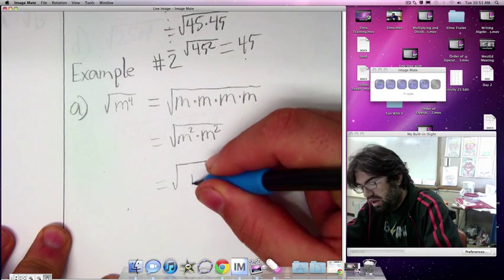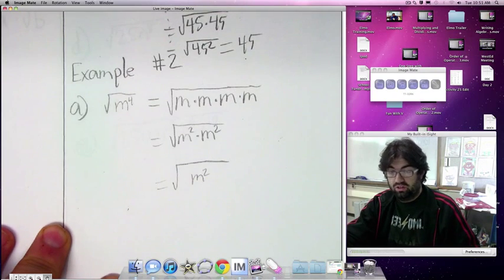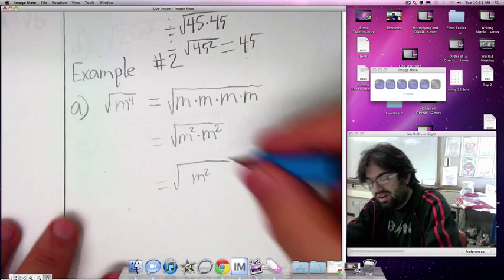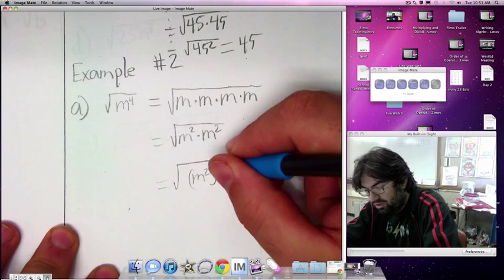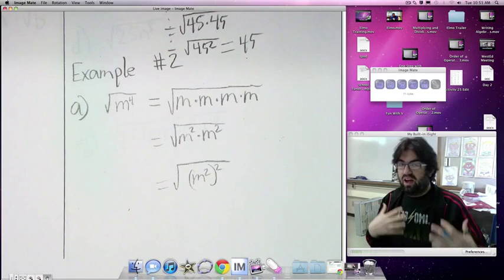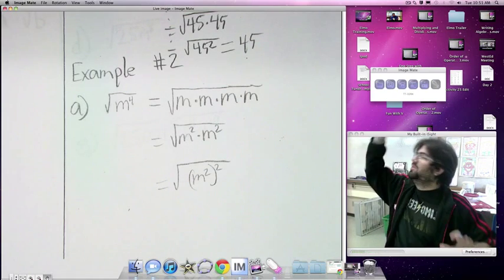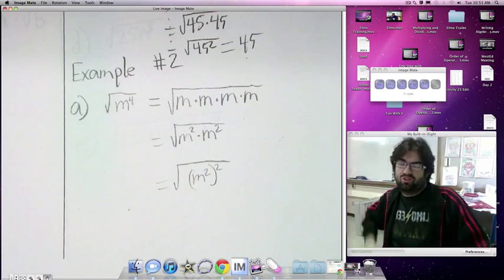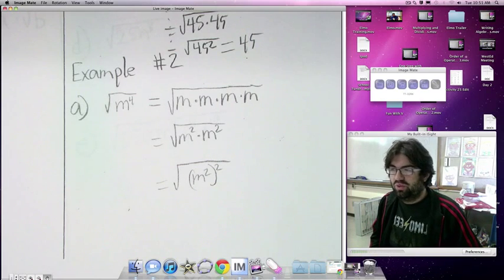That means this is equal to M squared, because they're both M squared. They're both the same. So I can square that. Think back to our exponent properties. Now we're going full circle.